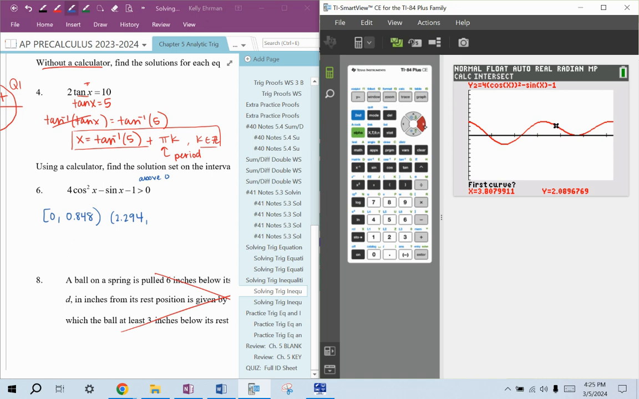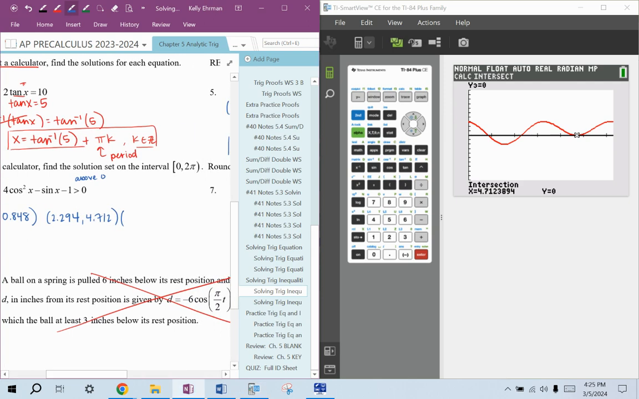So I'll get over here, enter, enter, enter. That's at 4.712. So then the last section of answers is pick up again from 4.712 and go out to 2 pi, but we're not including 2 pi only because it says not to include it in the final answer. Otherwise, 2 pi would be included as well, because that's definitely above 0.